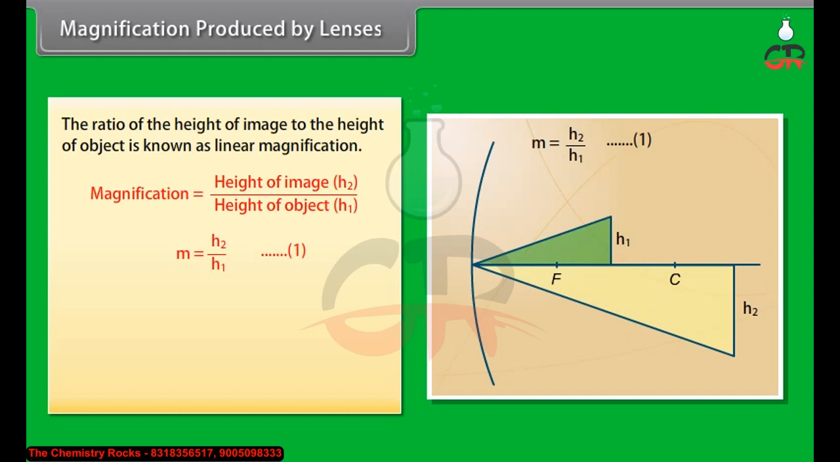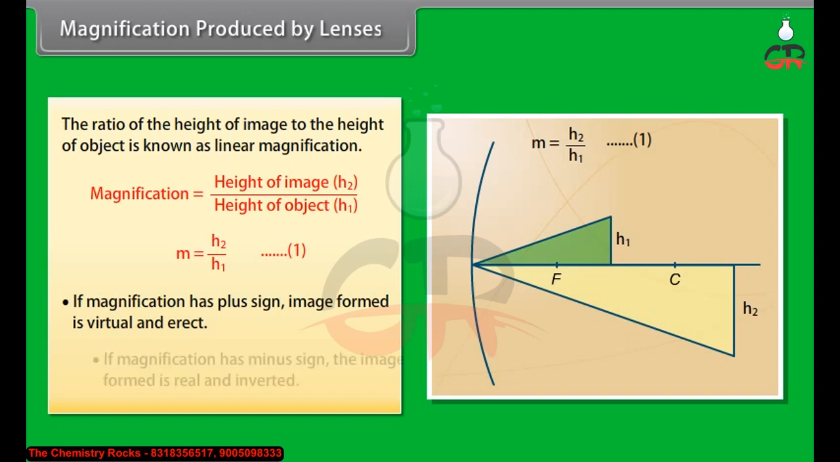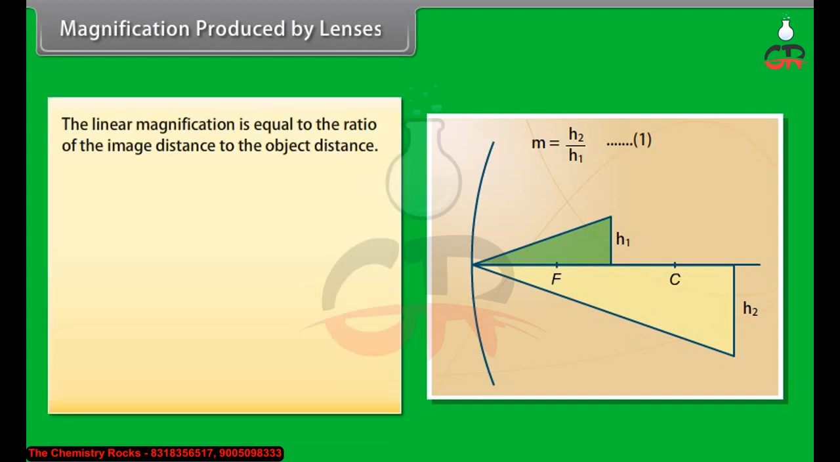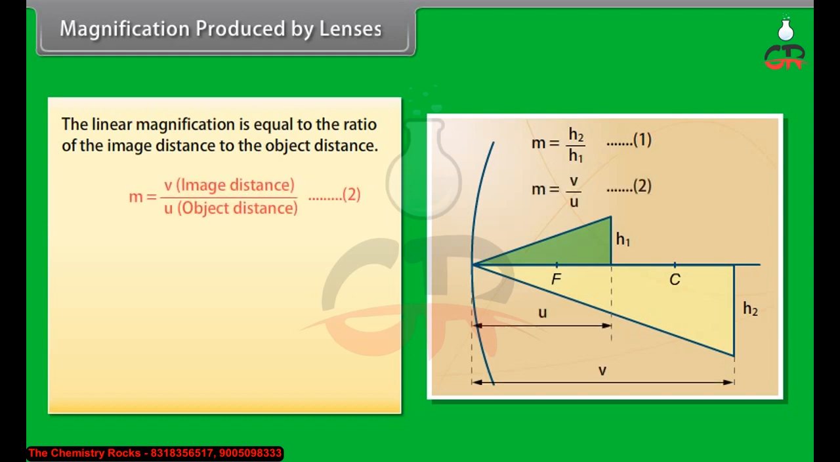If magnification has a plus sign, the image formed is virtual and erect. If magnification has a minus sign, the image formed is real and inverted. The linear magnification is equal to the ratio of the image distance to the object distance. M is equal to v, image distance, upon u, object distance, which is equation 2.